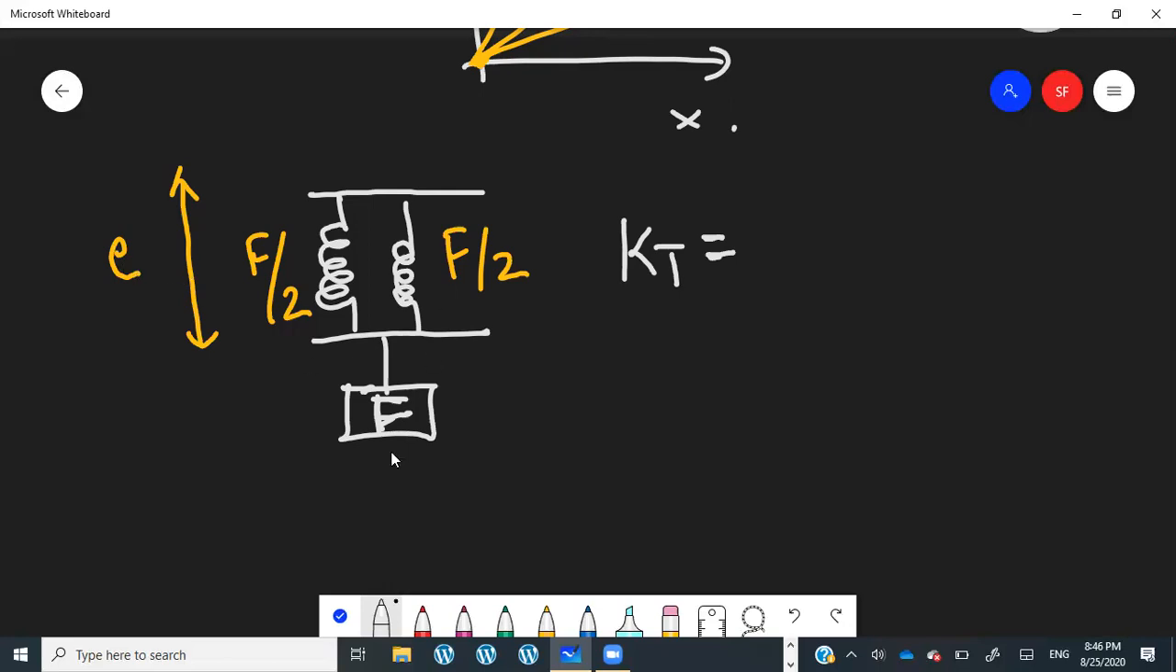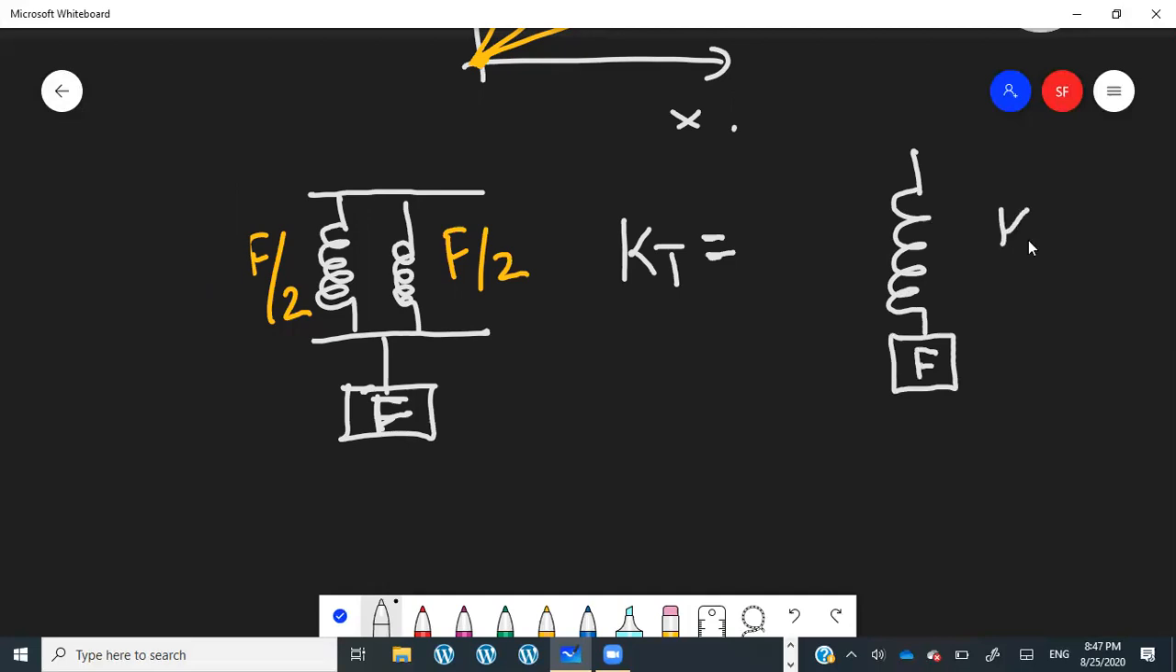This E actually is not the same as the E of a single spring. Let me just clarify that. Let's assume there was just one spring experiencing the same amount of force and it had a spring constant K. In this case, if we apply Hooke's law, F is equal to Kx, the extension is going to be F upon K.